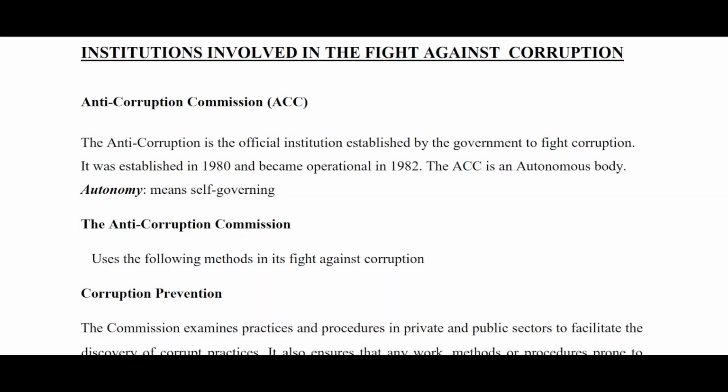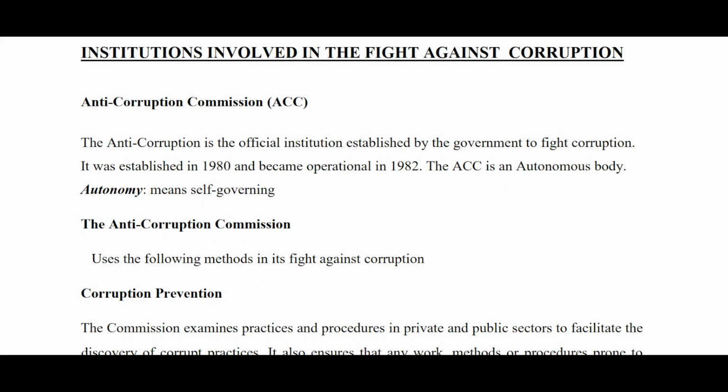The last part is, let's look at the institutions that are involved in the fight against corruption. The first one we talk about is the mother itself, the Anti-Corruption Commission, the ACC, which was established in 1980 and became operational in 1982. All right. Now, the Anti-Corruption Commission uses the following methods in the fight against corruption. These are the methods. This question comes, by the way, as either an essay or one word, or even multiple choice.